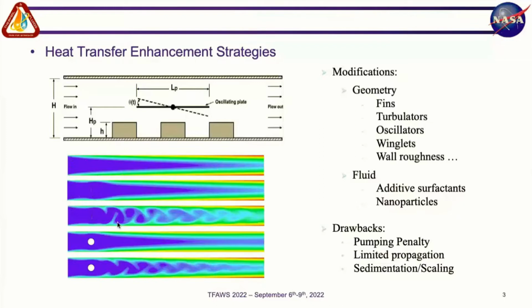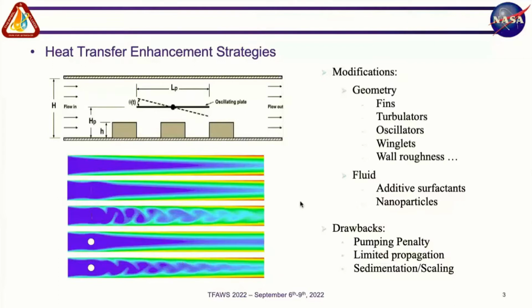If the plate oscillates, you can even enhance the disturbance downstream. You have this formation of eddies, and these eddies then help bathe the surface of your channel, enhance your heat transfer process. You can use cylinders, spheres, place in your flow, and so on and so forth.